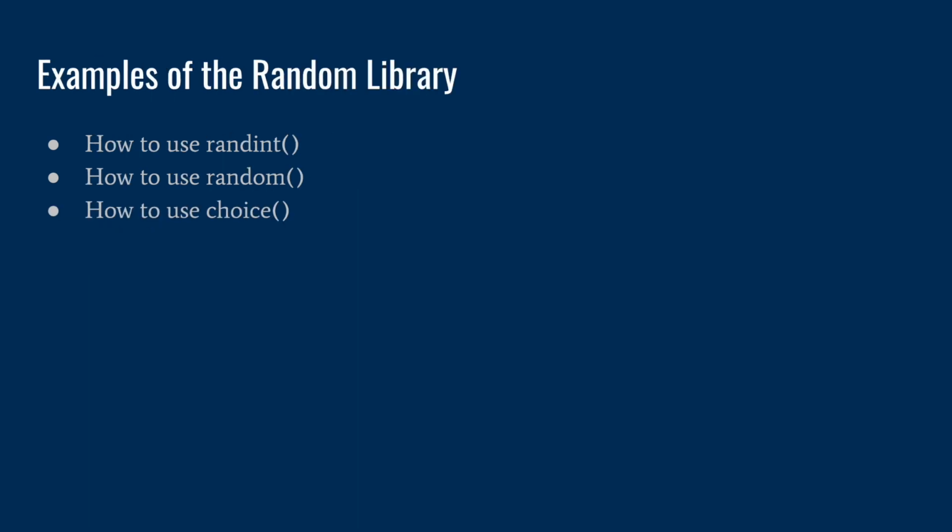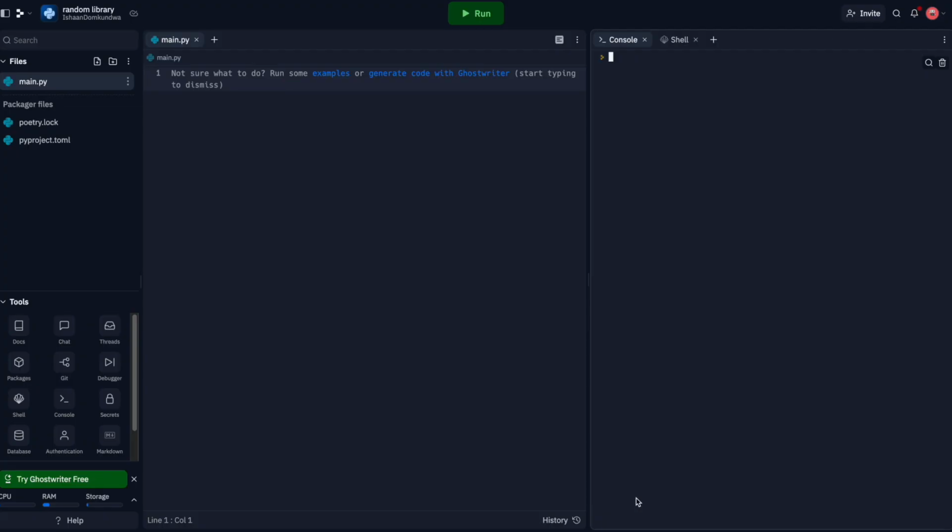Now let's look at examples of the random library, and we'll look at the randint function, the random function, and the choice function. So firstly, we need to import the random library in. So we can do that by importing the specific functions. So from random, import randint, for example. Or you can just use an asterisk to import all of the functions, but it's better to list out all of the functions you want. So I'll do randint, random, and choice.